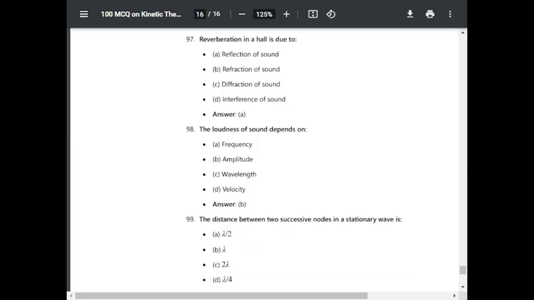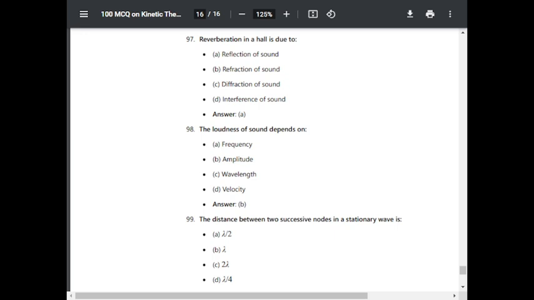Question number 98. The loudness of a sound depends on: option A, frequency; option B, amplitude; option C, wavelength; option D, velocity. The correct answer is B, amplitude. The loudness of a sound depends on amplitude only.